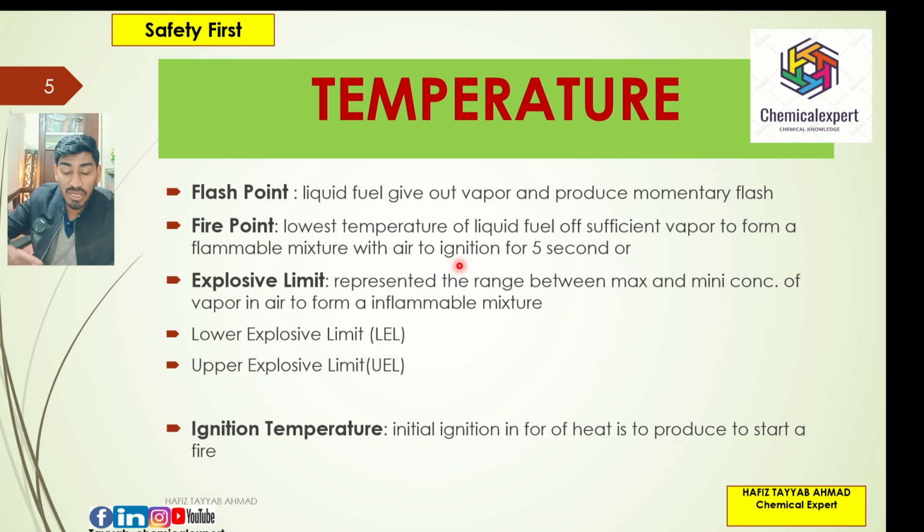And then explosive limits are the minimum amount of vapors that can cause a fire, or the maximum amount of vapor that can cause a fire. That's called the explosive limit. If we move forward to an excessive amount, then the fire is not possible. If we have below the explosive limit, then the fire does not occur. So explosive limit is the range between the lower explosive limit and the upper explosive limit. These are quite common.